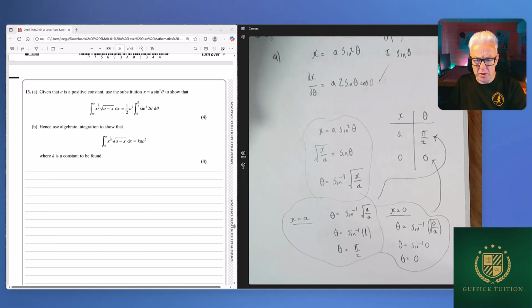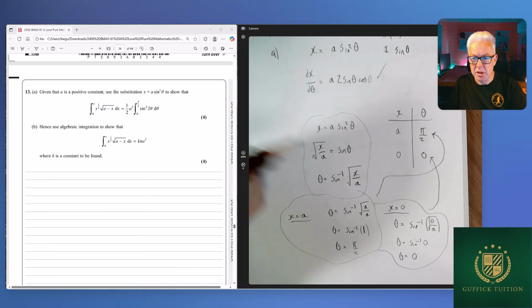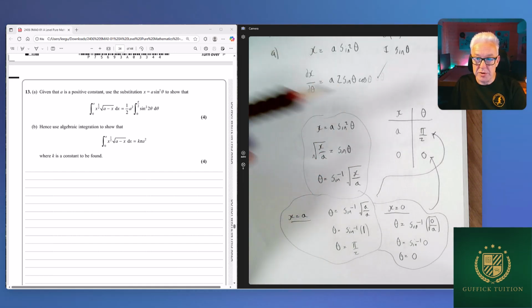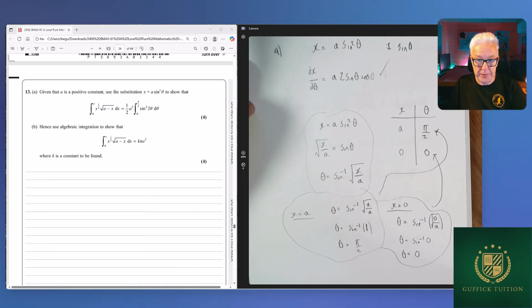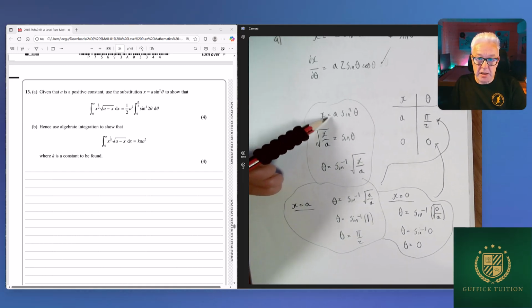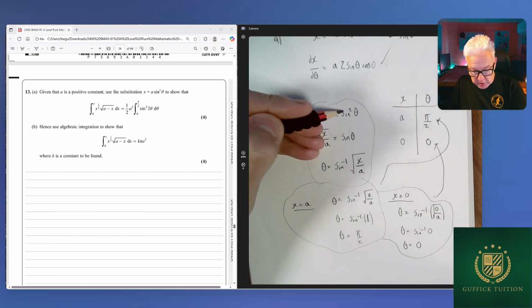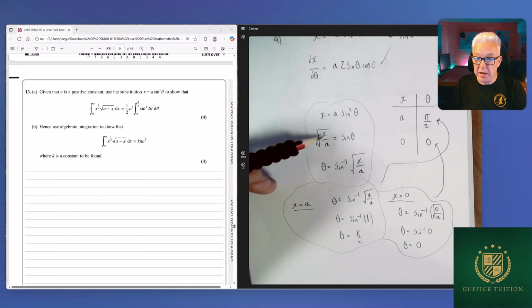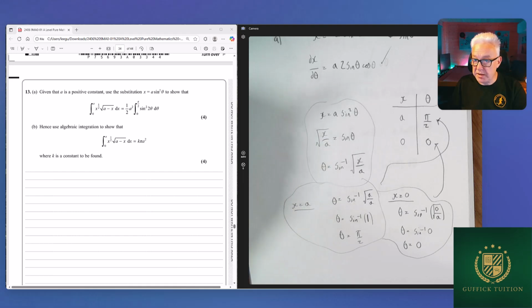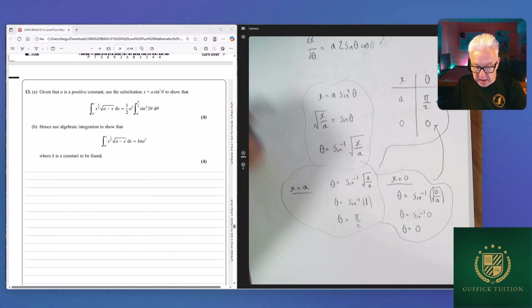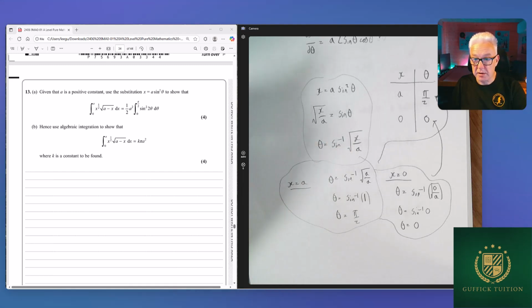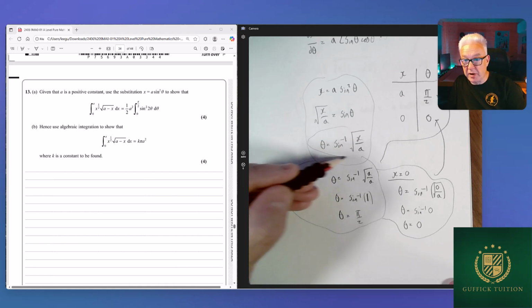And this, I think, is one of the most awkward and tricky bits in this whole question. Our limits for x are a and 0, and we want to use this to work out what our theta limits are. The substitution is x equals a sine squared theta, so I'm going to rearrange this to make theta the subject. I've divided by a and square rooted it, so the square root of x over a is sine theta. Then when I do the inverse of that, theta is equal to the arcsine of root x over a. That's what we're going to use to find our theta.